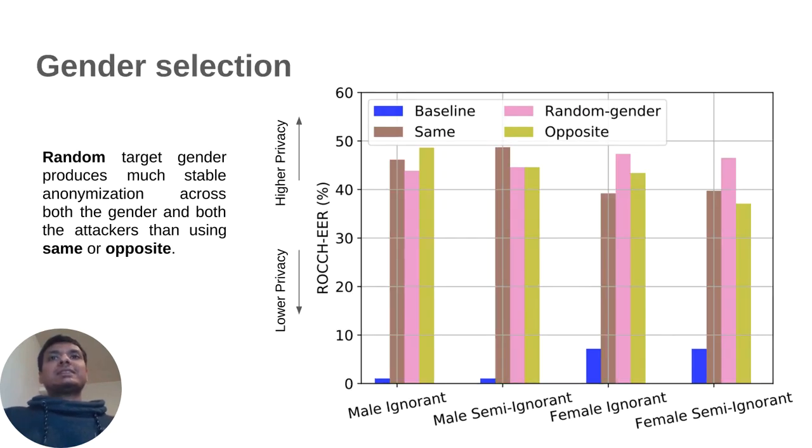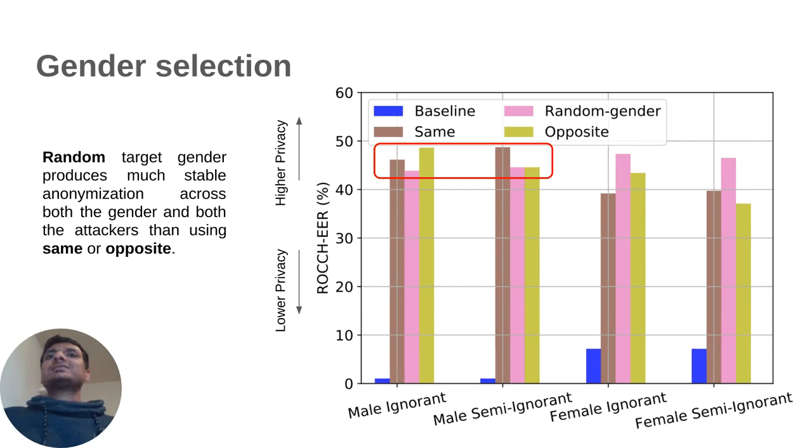Now let us look at the gender selection results. We obtain something interesting here. If you look at the male case, you may notice that when we select the target pseudo speakers from the same gender, then the semi-ignorant attacker performs much better, but the ignorant attacker performs better when we select the target pseudo speaker from the opposite gender, while the random gender selection maintains the same equal error rate in both the cases.